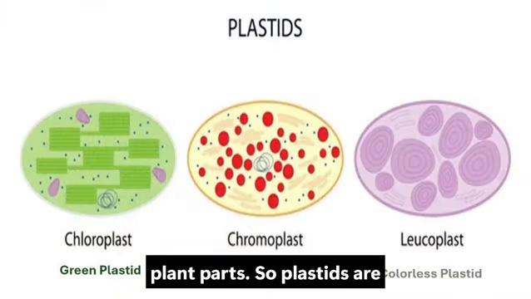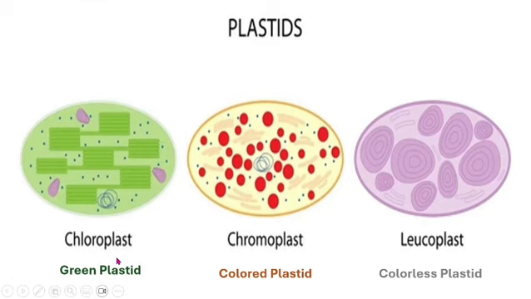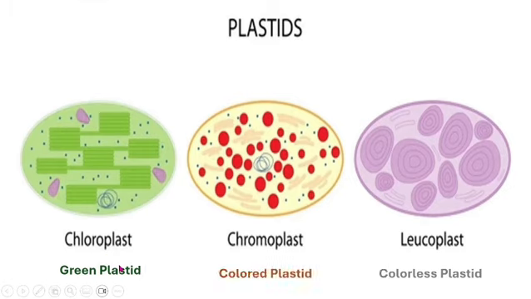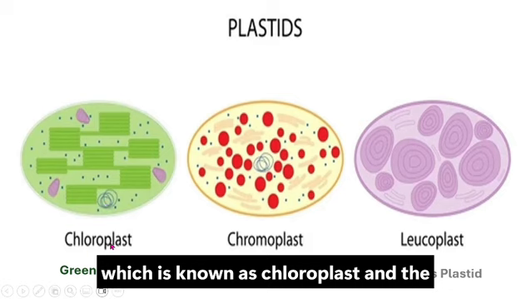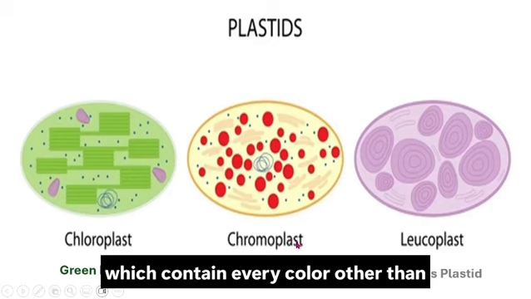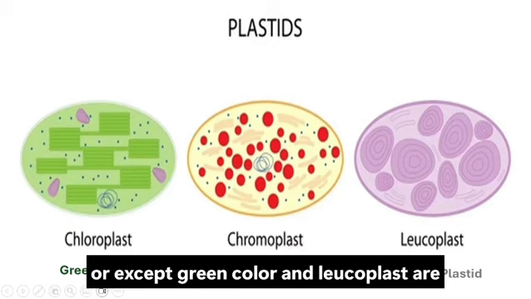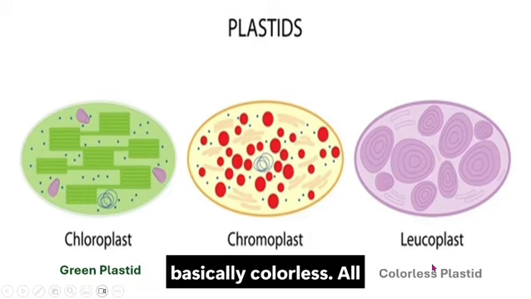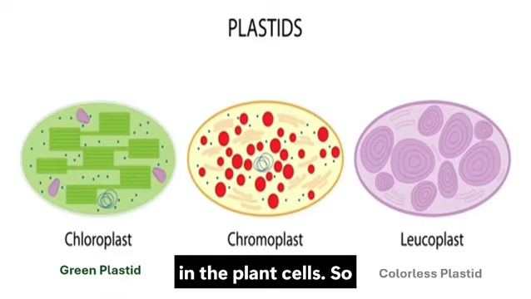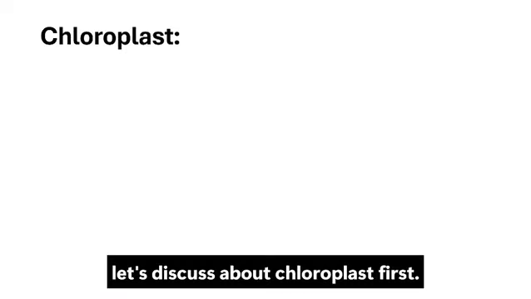So plastids are of three types. One has a green color, which is known as chloroplast, and the other one is chromoplast, which contains every color other than green, and leucoplasts are basically colorless. All these three plastids have different roles in the plant cells. So let's discuss chloroplast first.